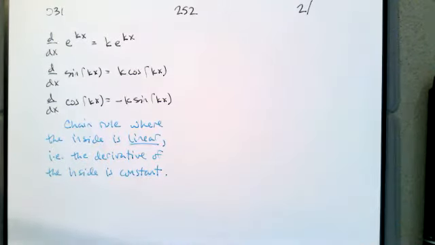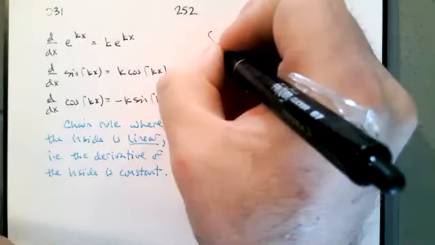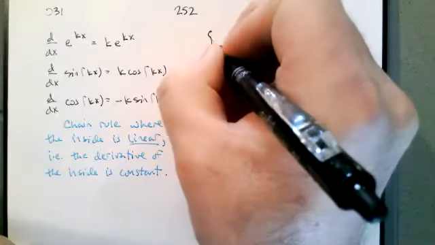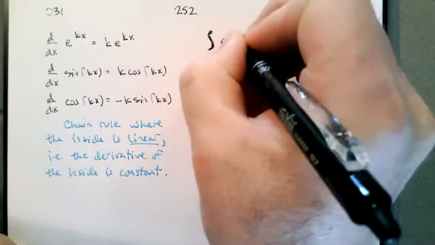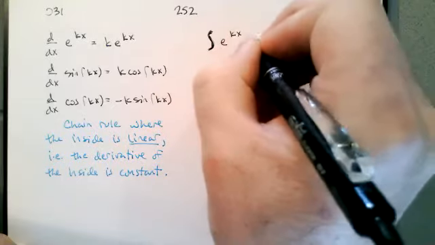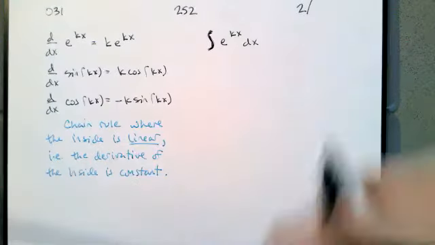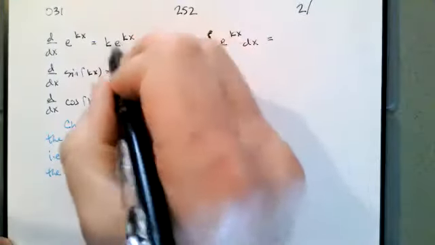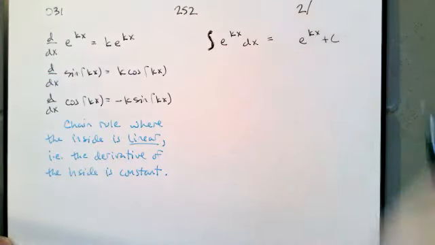We have to translate this to antiderivatives, or when we're trying to integrate. So if we're going to integrate e to the constant times x, we should get the same form like we had here. We should have an e to the kx plus c.